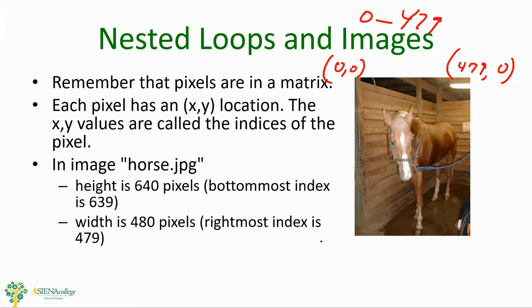The bottom left is going to be 0, 639. Because our height is 640, and we go from 0 to 639. And the bottom right is going to be 479, 639. So those are the indices of our image.